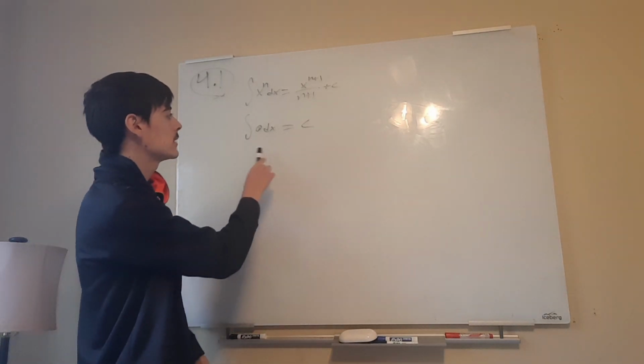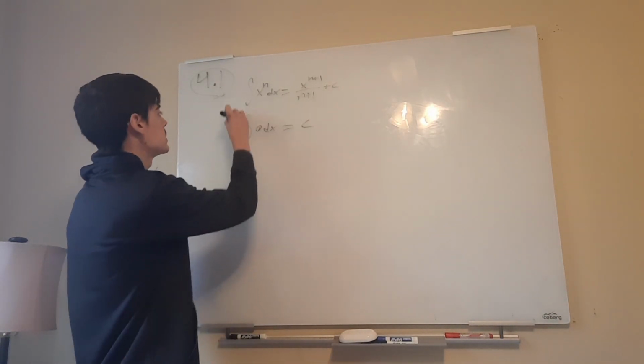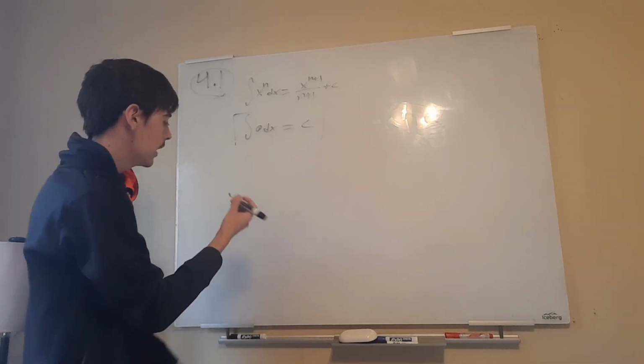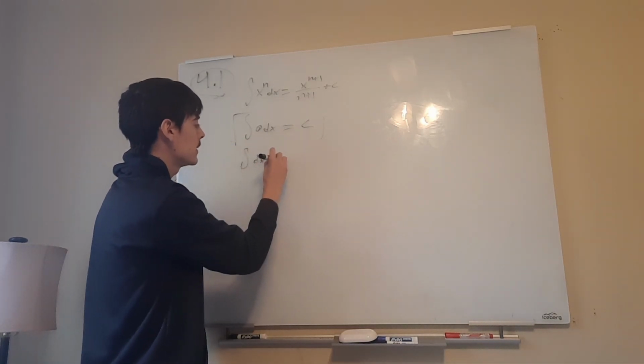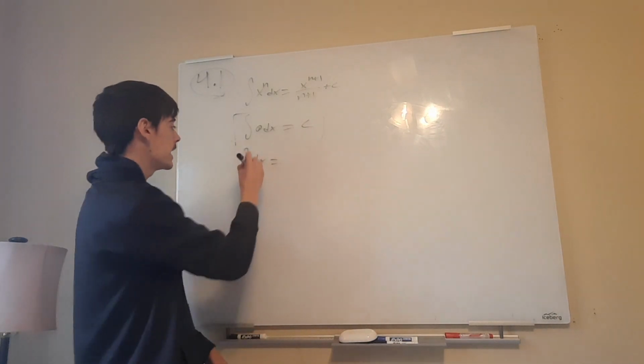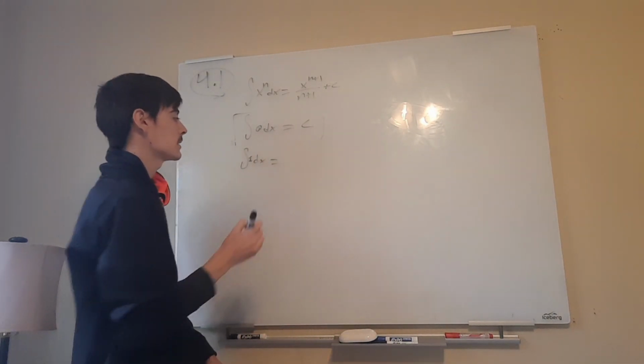So that means the integral of 0 is going to be a constant. And this is the next one of our formulas. The next one we're going to talk about is the integral of dx. And integral of dx is basically saying the integral of 1 dx.